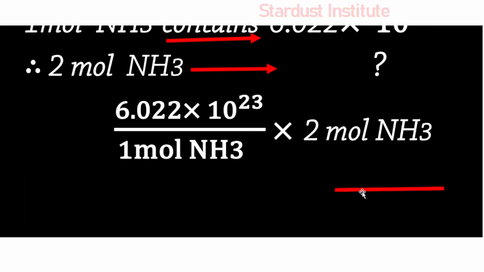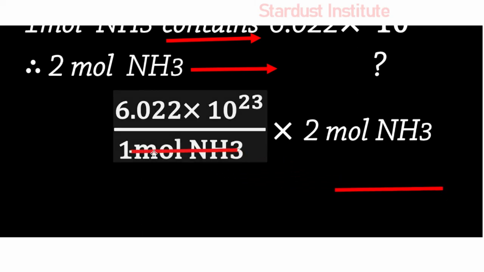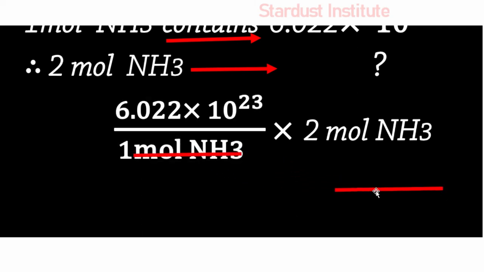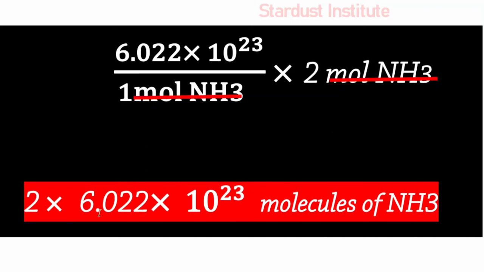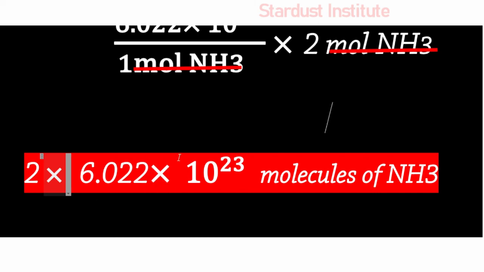We should cancel out units. Mole ammonia, then we get 2 times 6.022 times 10 raised to 23 molecules of ammonia. Avogadro number multiplied by 2. Our answer.